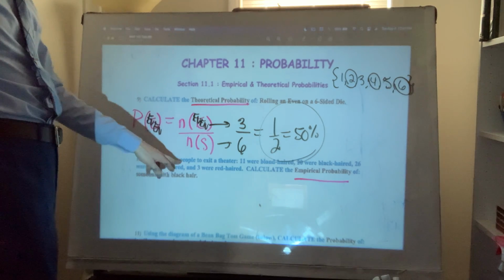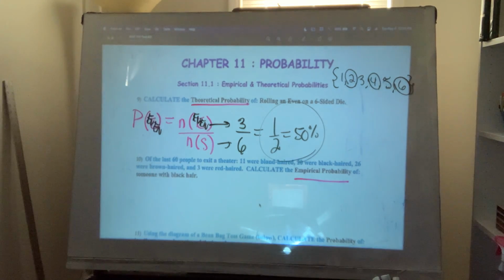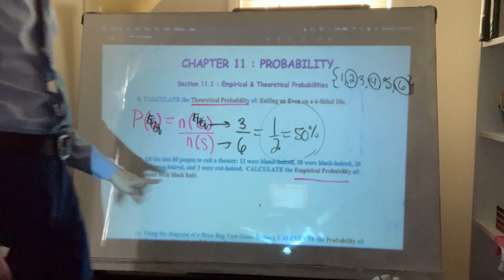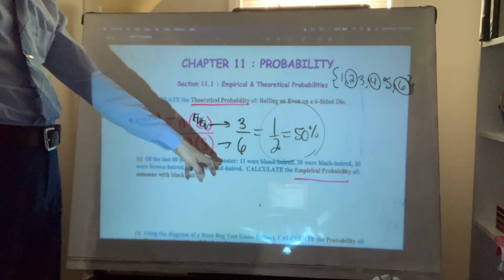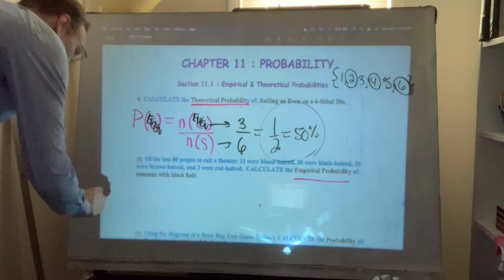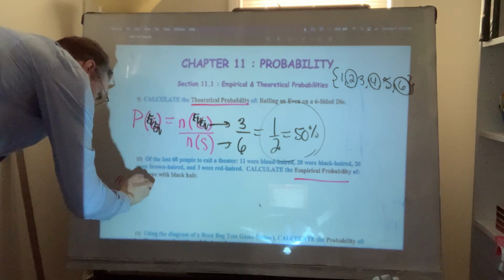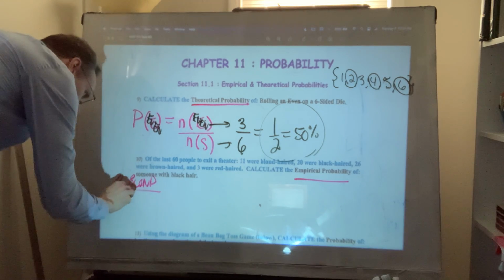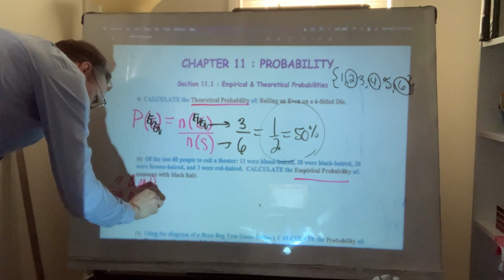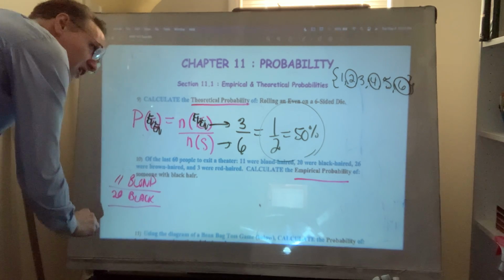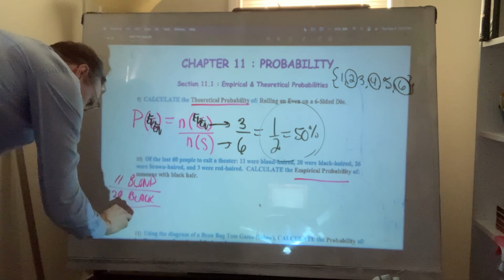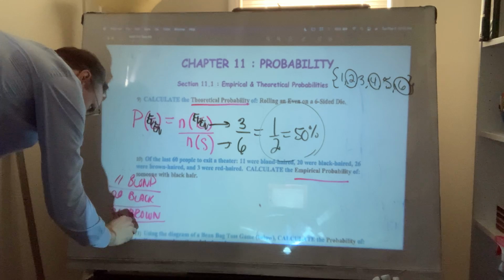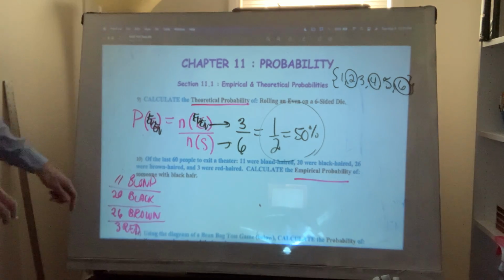Of the last 60 people to exit a theater, 11 were blonde-haired, 20 were black-haired, 26 were brown-haired, and 3 were red-haired. So you have 11 blonde, 20 black, 26 brown, and 3 red.